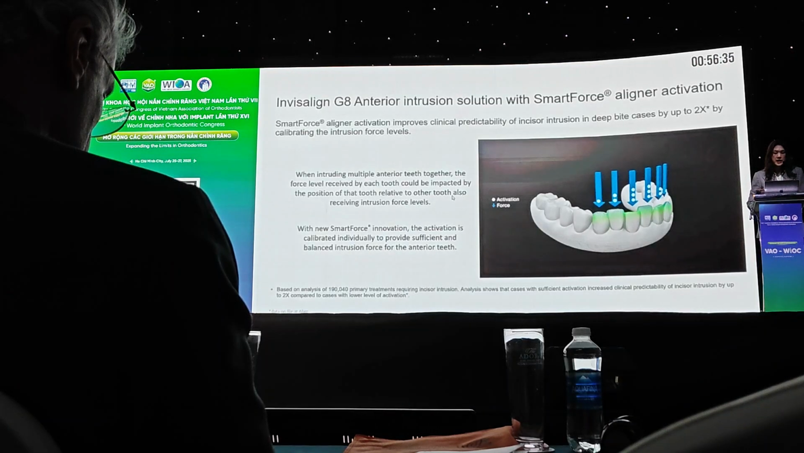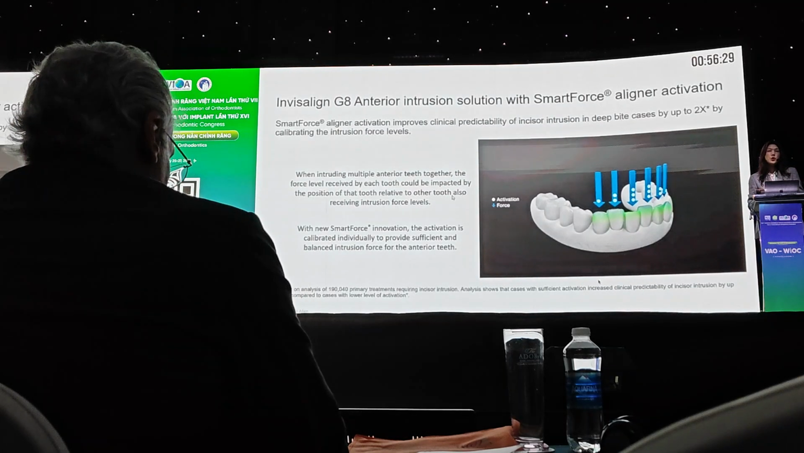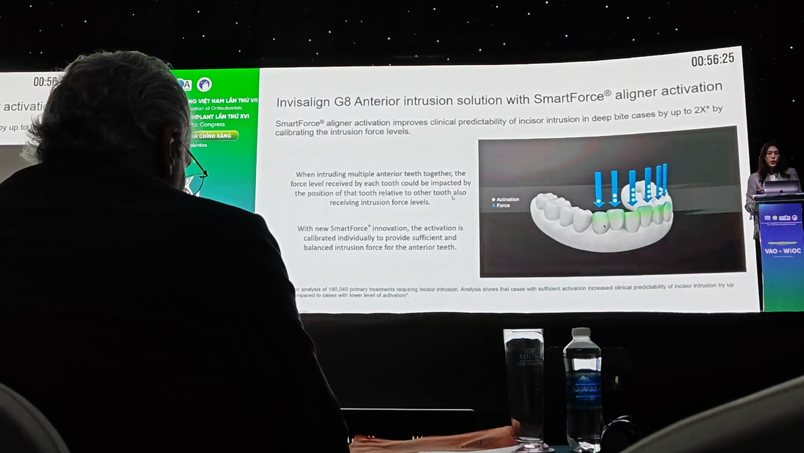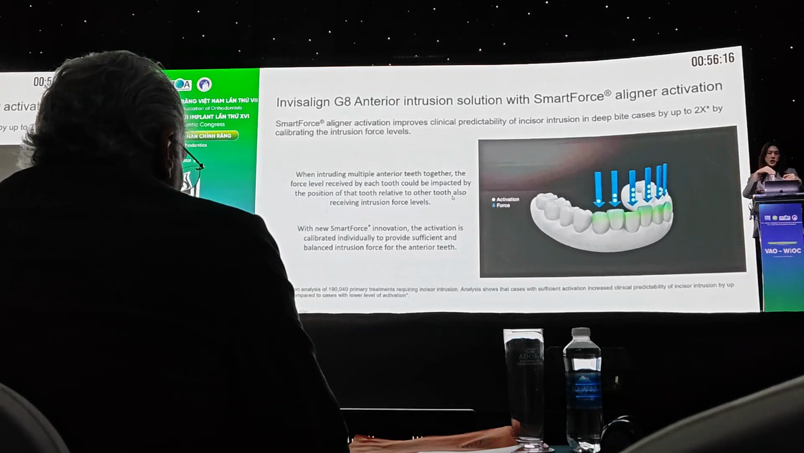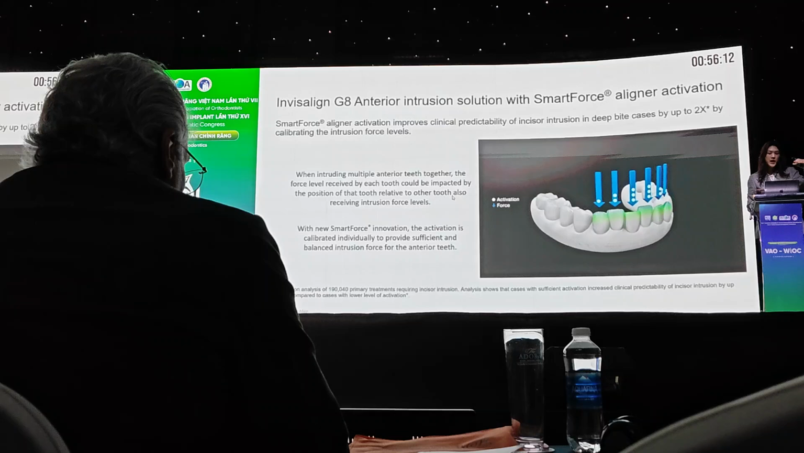So they're trying to figure out why it's difficult to intrude the lower incisors. And they realized that when the incisors are not level, when their levels are all different, different forces need to be applied to each tooth. So they calibrated the amount of intrusion force that is applied for each tooth.